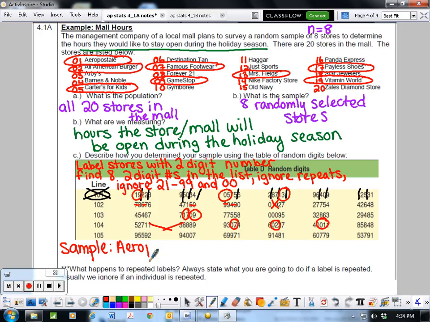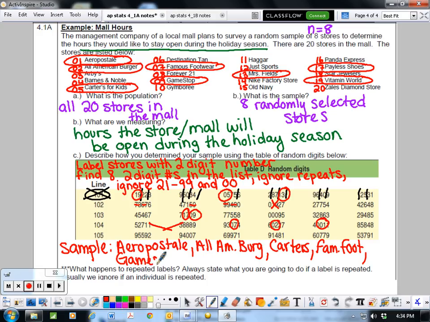So Aeropostale, All American Burger, Carter's, Famous Footwear, GameStop, Mrs. Fields, Payless, and Vitamin World.